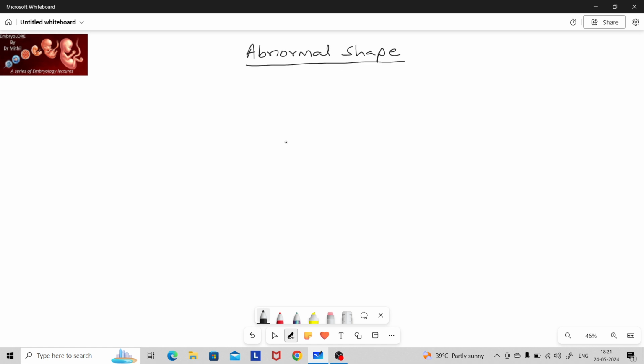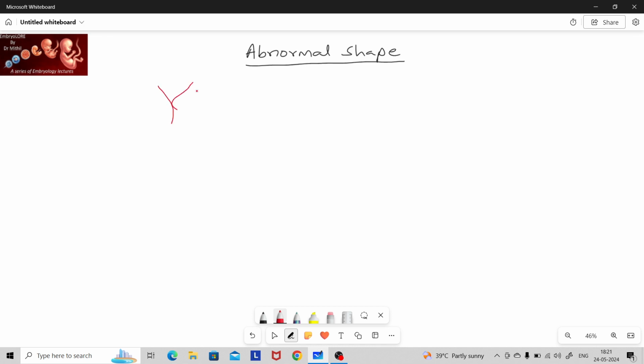So now this is the abnormal shape. So the anomaly is due to the abnormal shape. Now let us try to have it in the pictorial way. So first of all, that is the bilobed or the bidiscoidal placenta.